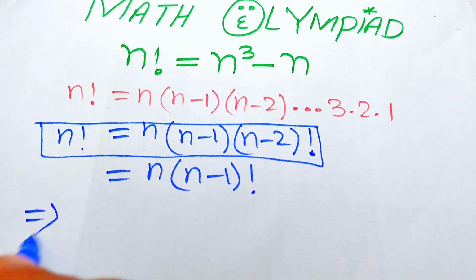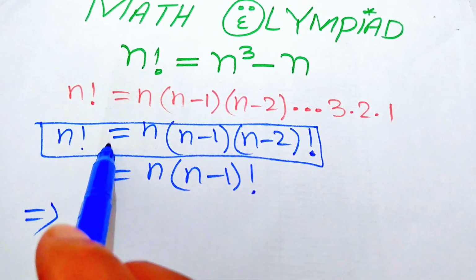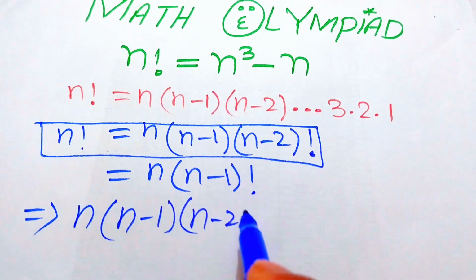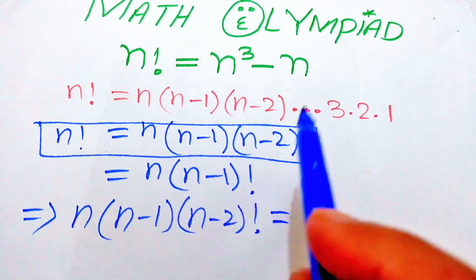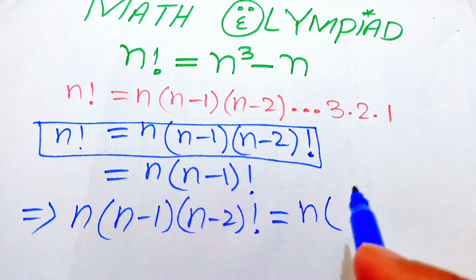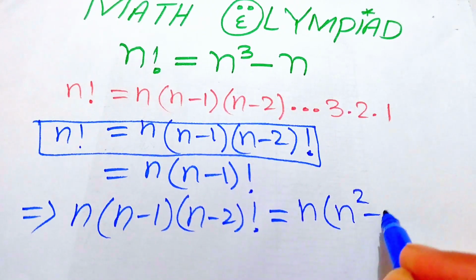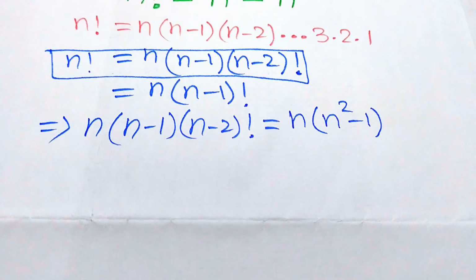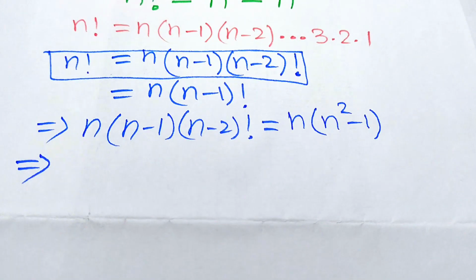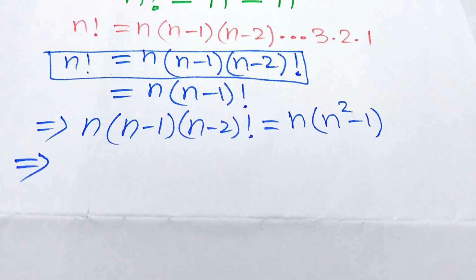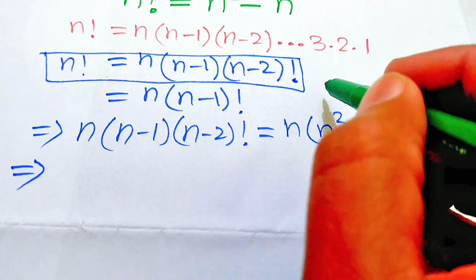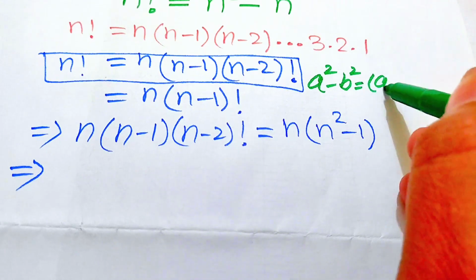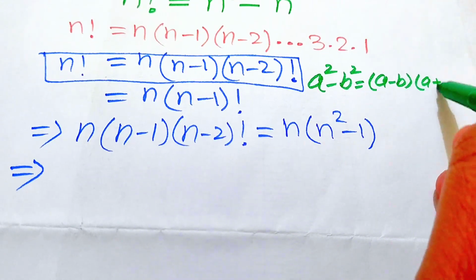So now the given equation implies that we put the value of n factorial here, and we obtain n times n minus 1 into n minus 2 factorial equals to, we take common n from the right hand side, and it becomes n times n square minus 1. And now in the next step, we focus on the right hand side, and you see here we have n square minus 1, and we know the very well known algebraic identity, a square minus b square equals a minus b times a plus b.